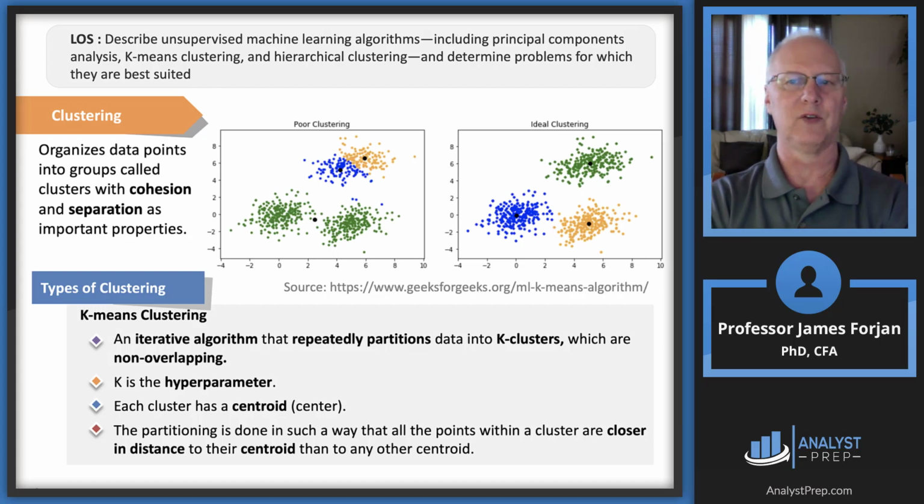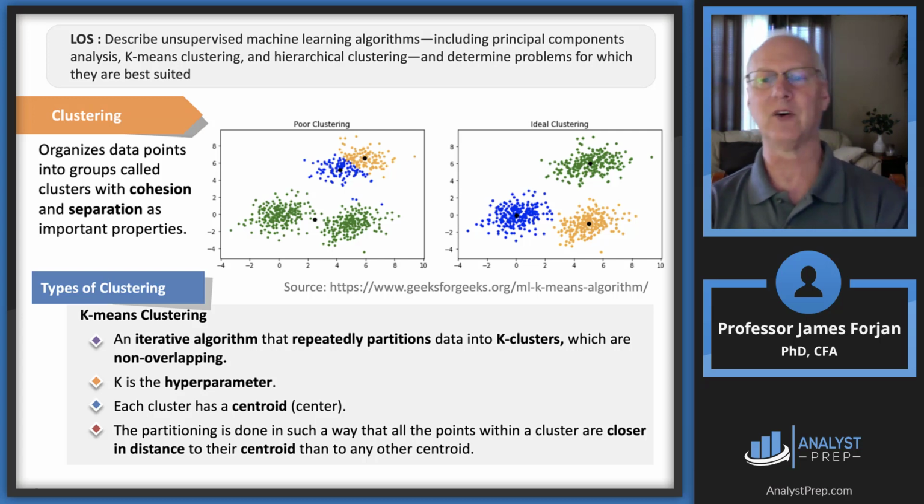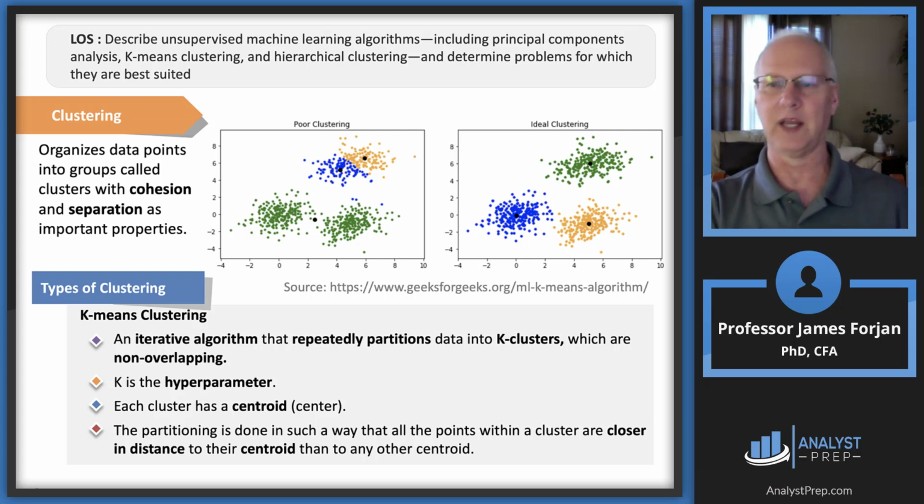Clustering here. Look at those two illustrations. There's poor clustering, and you can see that there. You have green and blue and orange, and that is a classic definition of poor clustering. But then ideal clustering, of course, the green and then the orange and then the blue, they ought to be their own unique cluster. So the question then becomes, how can we organize the data points so that we have clusters that are cohesive and separate, right?